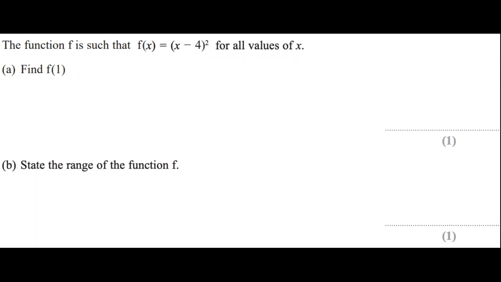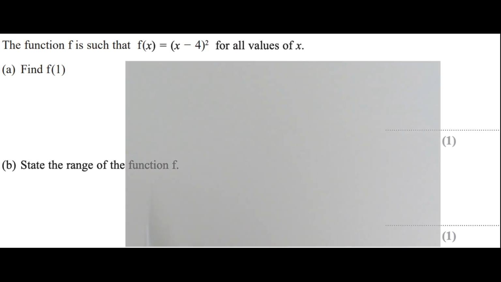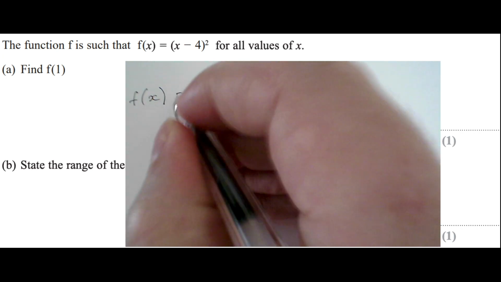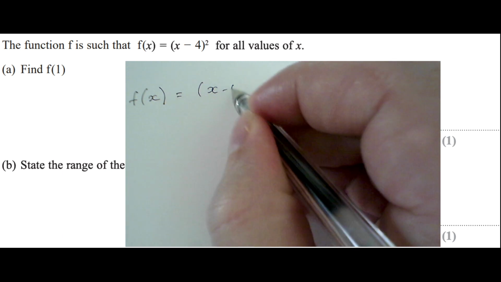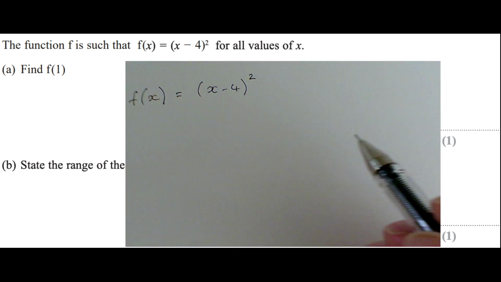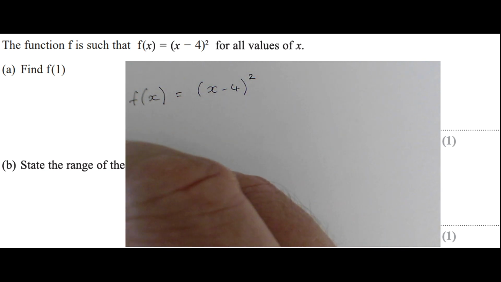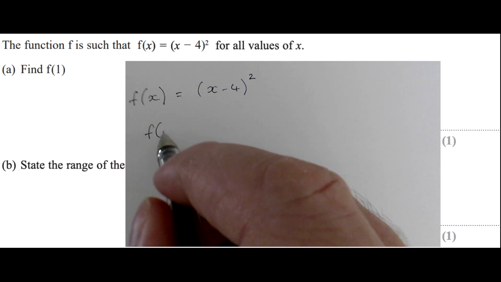Here we have a functions question, and it's telling us to put 1 into that function. And so you're going to substitute out the x and replace it with a bracketed 1. So here we go. I'm going to write down the equation. f(x) is equal to (x minus 4) squared. And now I'm going to evaluate f(1) for 1 mark.